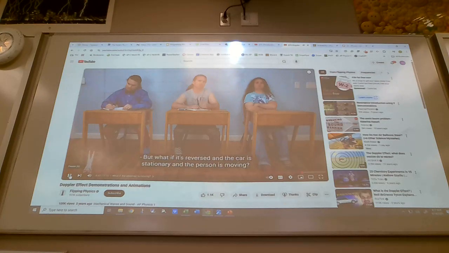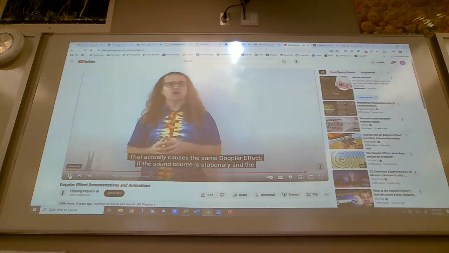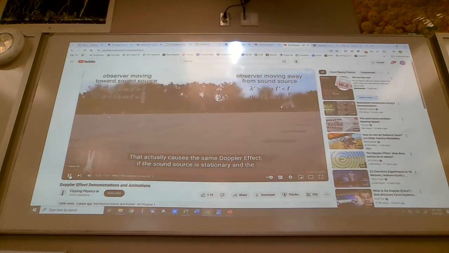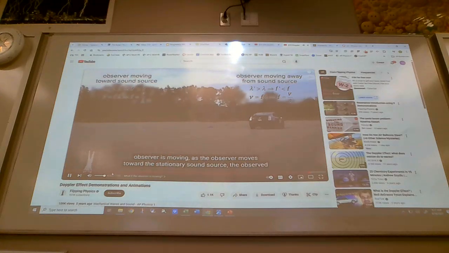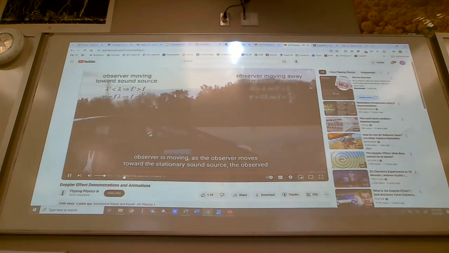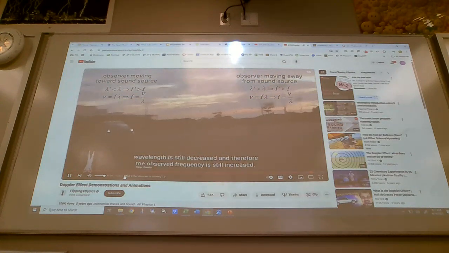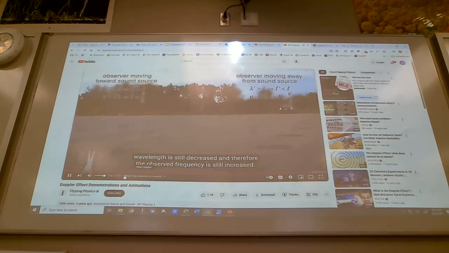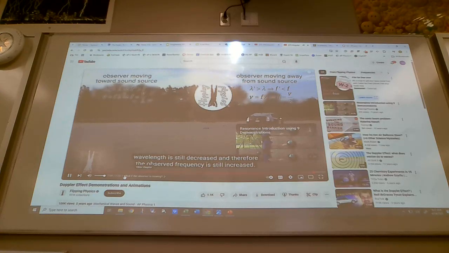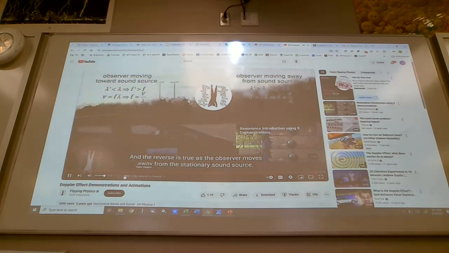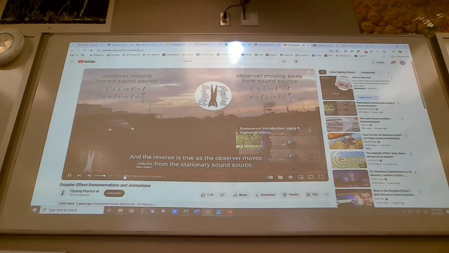But what if it's reversed and the car is stationary and the person is moving? Great question, Bobby. That actually causes the same Doppler effect. If the sound source is stationary and the observer is moving, as the observer moves toward the stationary sound source, the observed wavelength is still decreased, and therefore the observed frequency is still increased. And the reverse is true as the observer moves away from the stationary sound source.